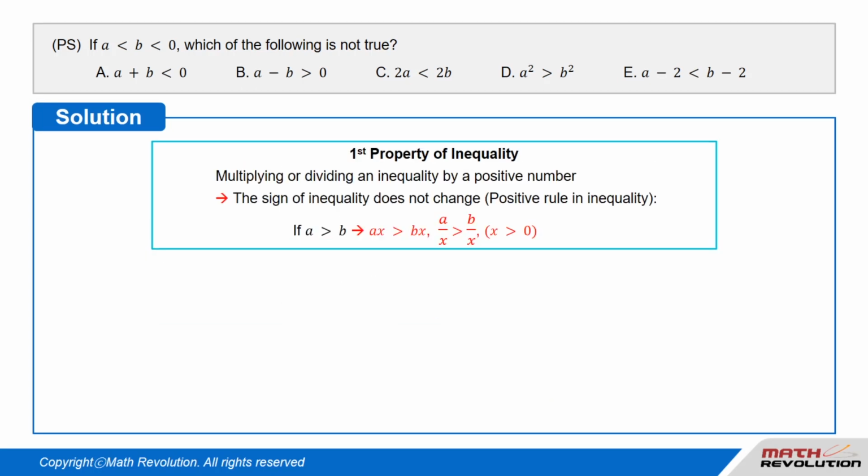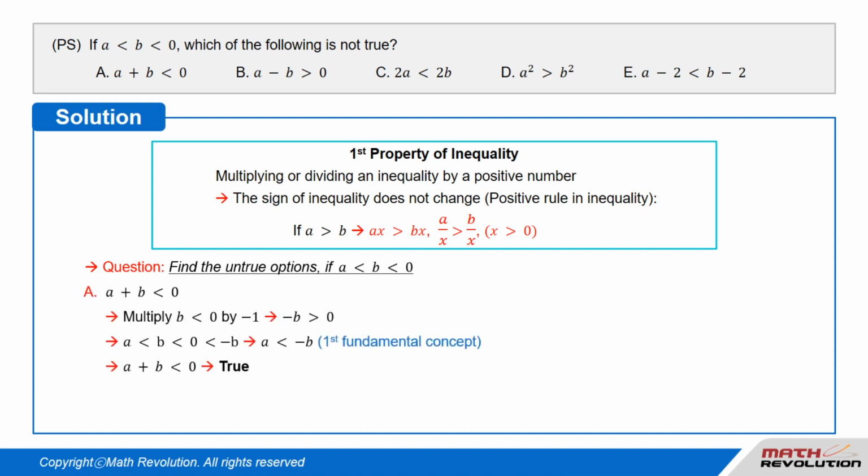The first property of inequality. Multiplying or dividing by positive numbers does not change the direction of the inequality sign. Positive rule in inequality. That is, if A is greater than B, then A times X is greater than B times X, and A over X is greater than B over X, where X is greater than 0. We are required to find the option that is not true if A is smaller than B, which is smaller than 0.